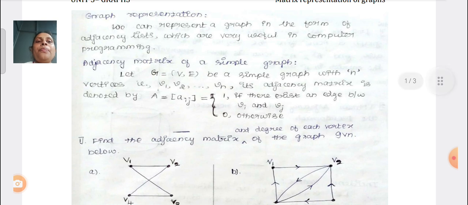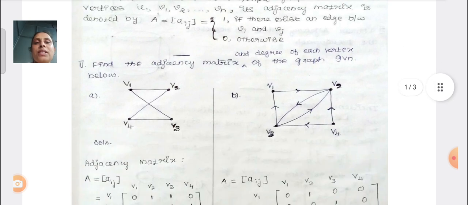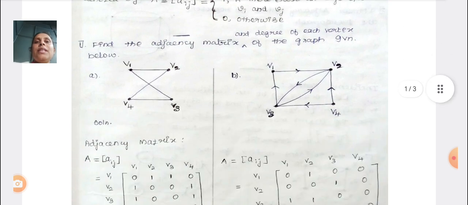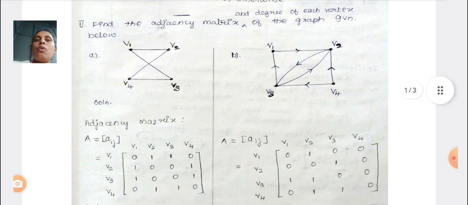Now let us find the adjacency matrix and degree of each vertex of the given graph. First we see the first one. In this first graph, the adjacency matrix has 1 for an edge between two vertices, otherwise 0. Here there are 4 vertices, named v1, v2, v3, v4. We form a matrix with v1, v2, v3, v4 along rows and columns. Here v1 to v1 has no edge, so v1 row starts with 0.